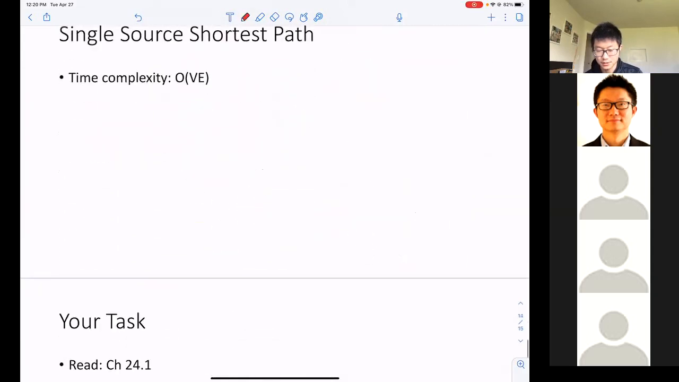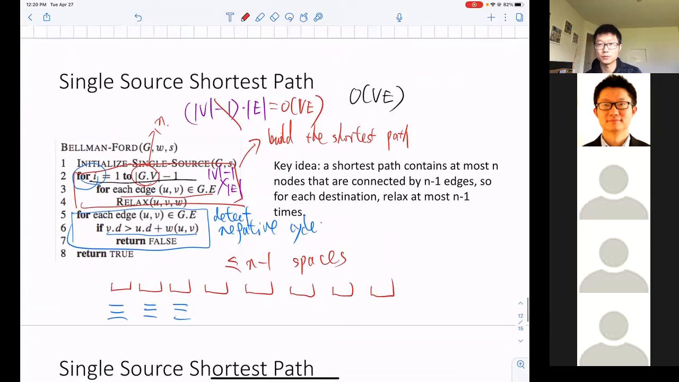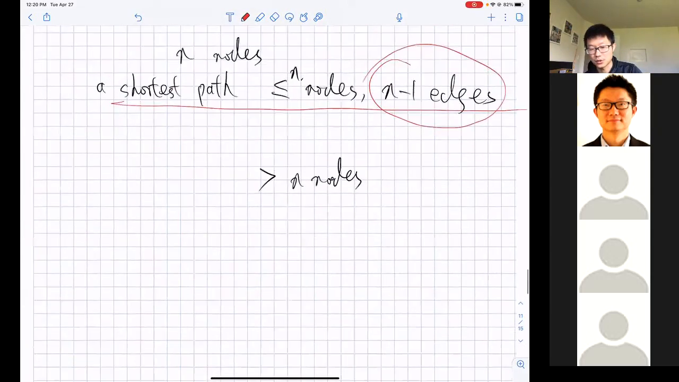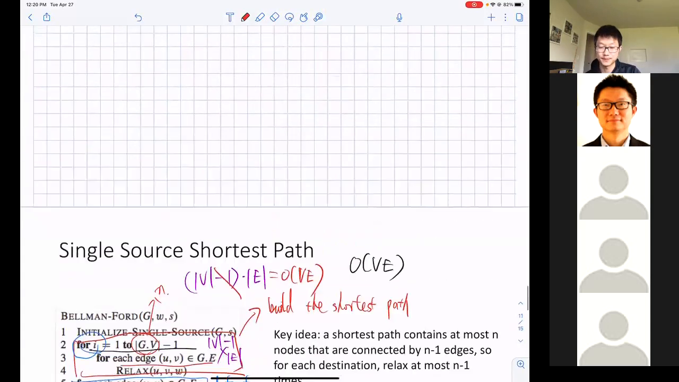Okay, so that's all I want to discuss for the Bellman-Ford algorithm. Again, you just need to keep in mind the key idea behind the Bellman-Ford algorithm. When you are doing your homework, there is almost no difficulty with this algorithm. It's relatively simple for you to implement.